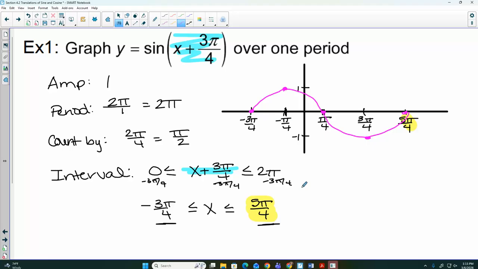So if we have something added or subtracted with our x, we have to do this interval to figure out where to start and stop. Any questions there?